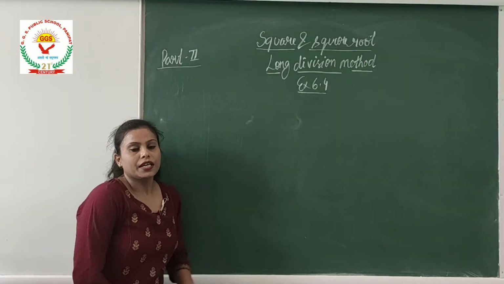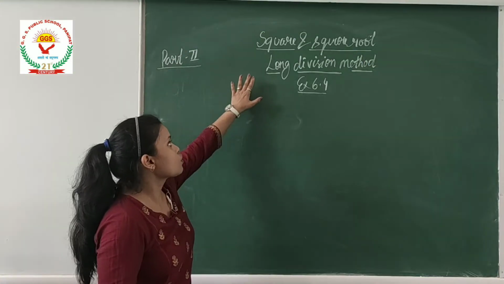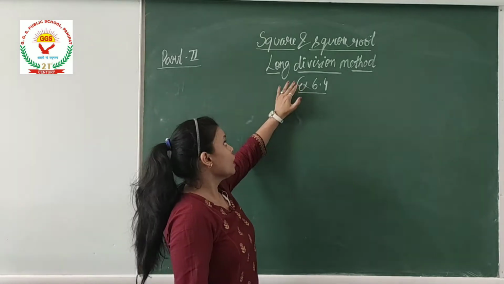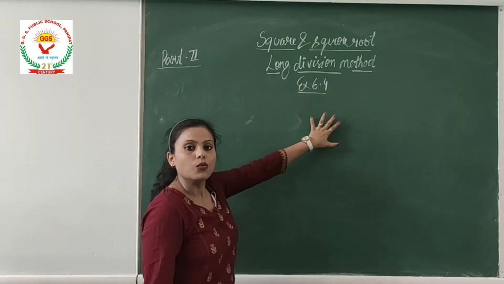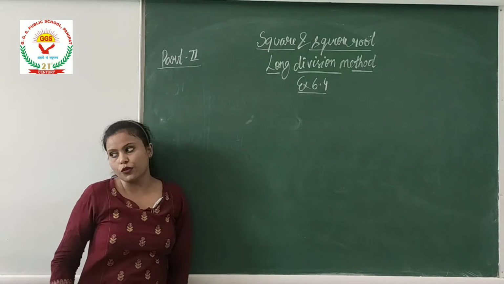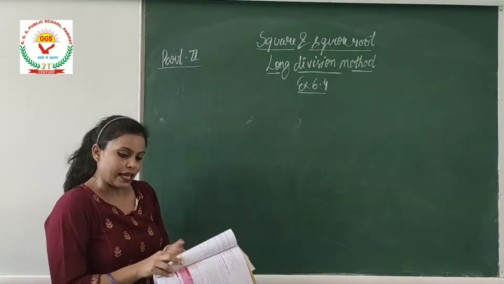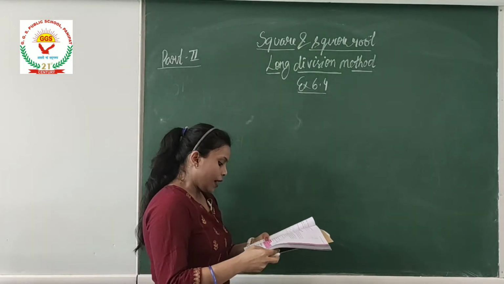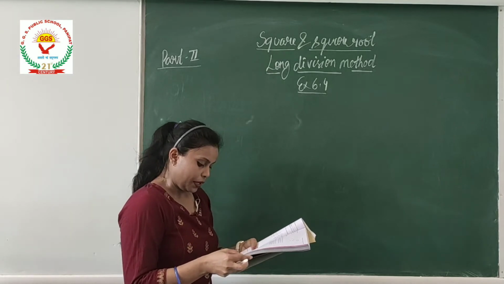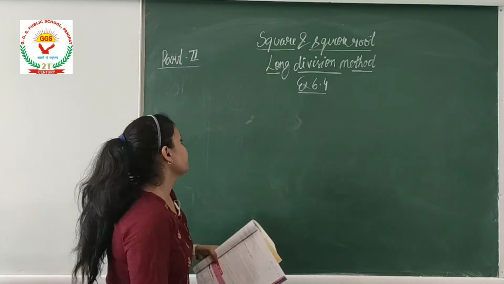Hello students, in the previous part of this chapter, square and square root, we have learned the long division method. Now we will do Exercise 6.4. So let's start with the exercise. Question number 1: find the square root of each of the following numbers by the division method.